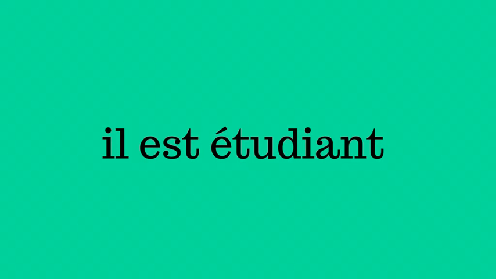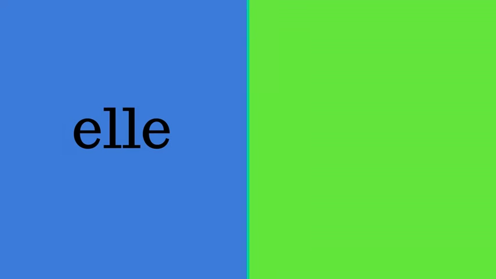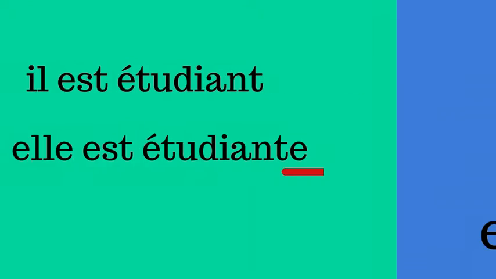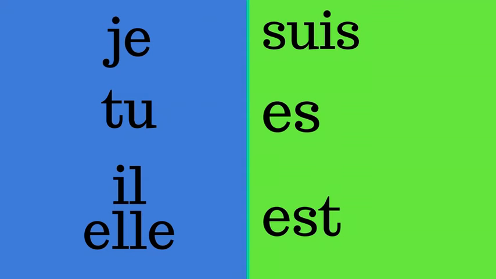And it's the same for elle. Elle est. So you have il est étudiant, elle est étudiante. Okay? So, just a recap. Je suis, tu es, il est, elle est. The two A's here are the same pronunciation. It's just we write them differently, but it's the same.